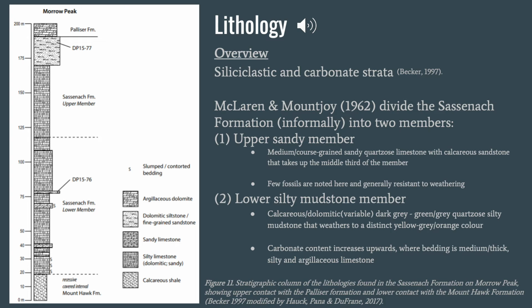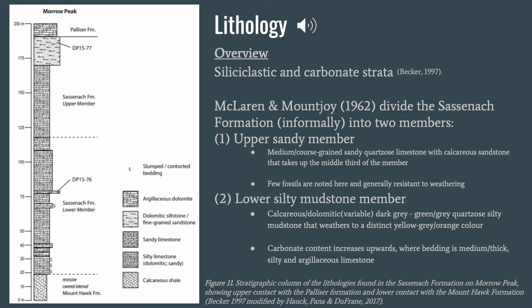Secondly, the lower silty mudstone member. This member has a variable amount of dolomite and is calcareous. Its color is dark gray to green-gray, and it is a quartzose silty mudstone that weathers to a distinct yellow or gray-orange color.